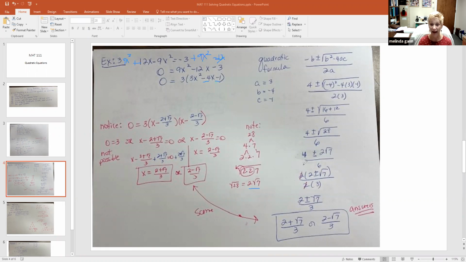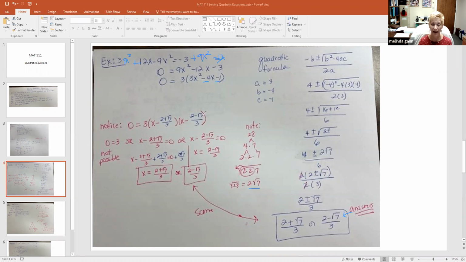And I noticed I could factor a 2 out on the top, and I could factor a 2 out on the bottom. All right? And those divided out and left me 2 plus or minus the square root of 7 over 3. So I've got 2 answers. I've got 2 plus the square root of 7 over 3, and I've got 2 minus the square root of 7 over 3. That's my answers.